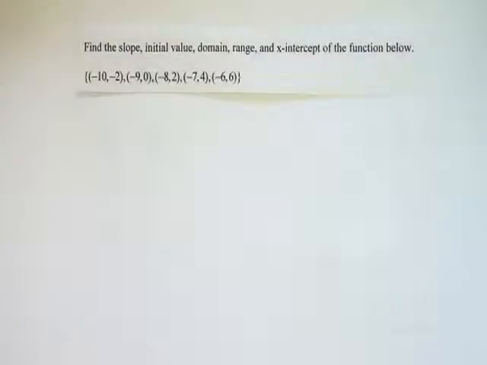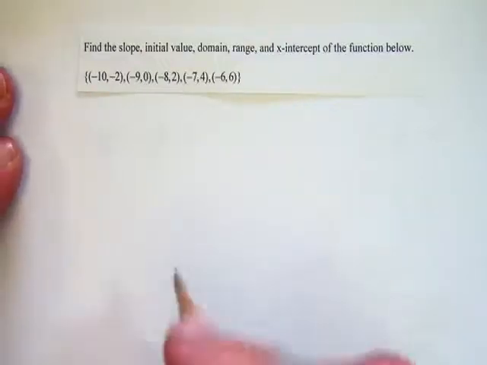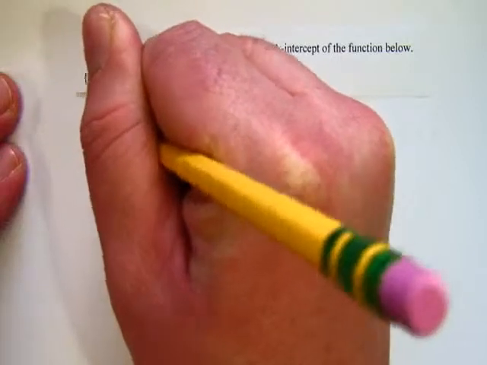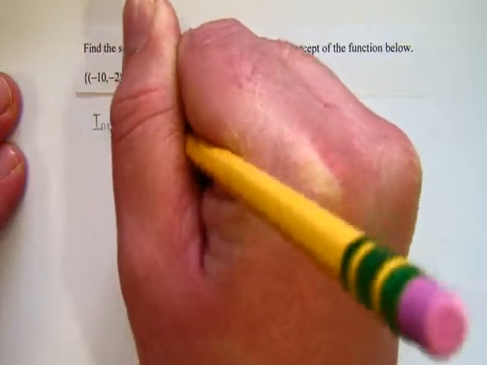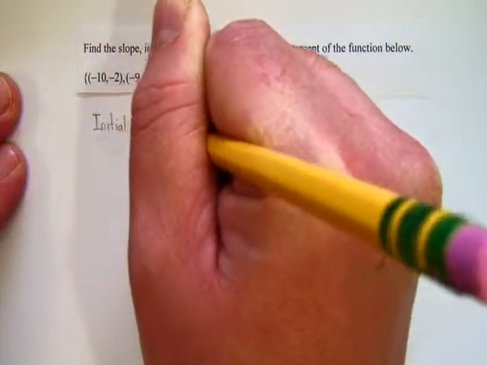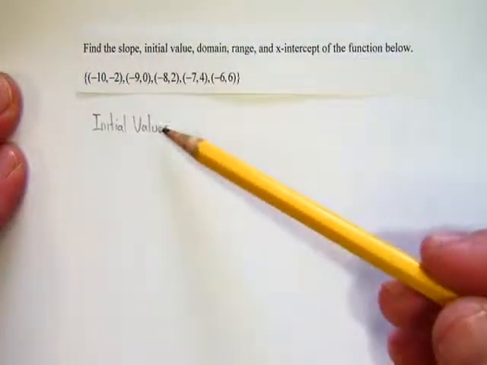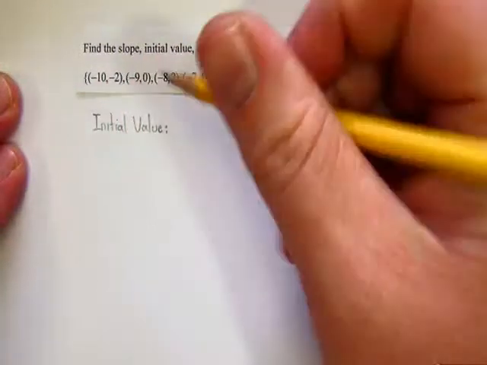In this video, we're going to be finding the initial value and the x-intercept of a function that is written as a set of ordered pairs. So in order to do this, we need to know what it is we're looking for. The initial value of a function can be found by looking for the place where the domain value is 0.